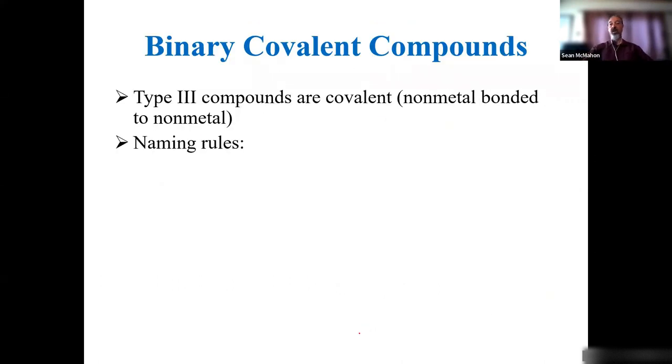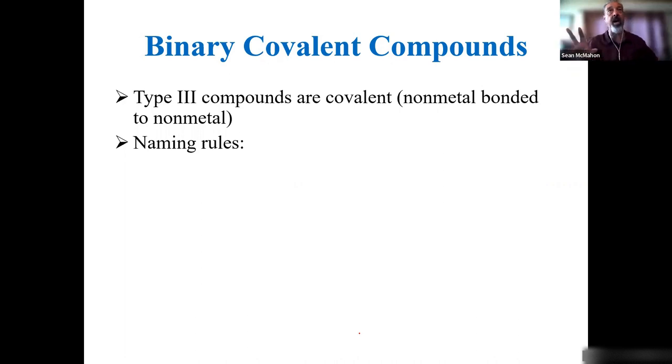Okay. We're done with the binary ionic. So type 1 binary ionic, easy peasy. Just look at the representative elements. Boom, boom. You have the charges. It's always the same. Binary ionic with transition metals, type 2, is a little bit harder.